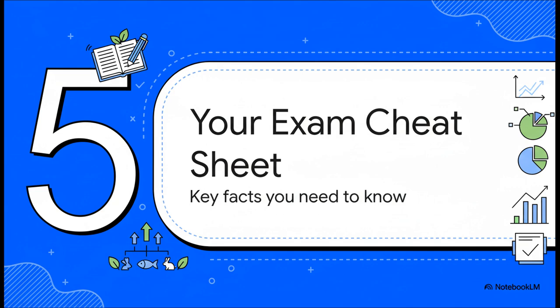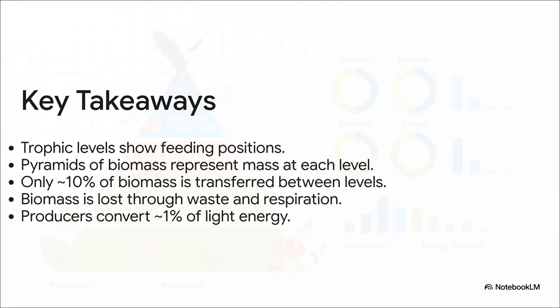Okay, let's bring all that together in a quick-fire summary. If you're making revision notes, this is the time to get your pen ready. These are the essential, must-know facts. Let's lock it in. Trophic levels? They're just feeding positions. We show this with pyramids of biomass, which get smaller as you go up. That's because of the 10% rule. Most biomass is lost to waste and respiration. And it all starts with producers capturing just 1% of sunlight. Nail those 5 points, and you are all set.